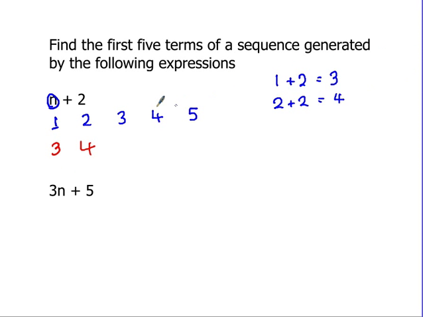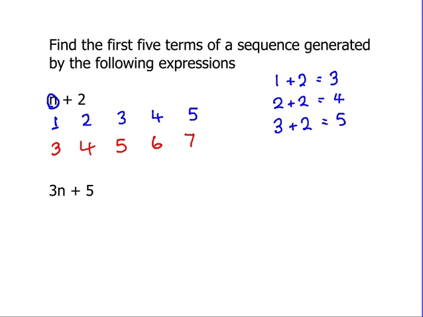So for the next one, I'm going to put 3. I want the third term, so I put in 3. 3 plus 2 will give me 5. By now, you should have spotted what's going on. It's going up in ones, starting from 3. So from that point, I can just put in 3, 4, 5, 6, 7.